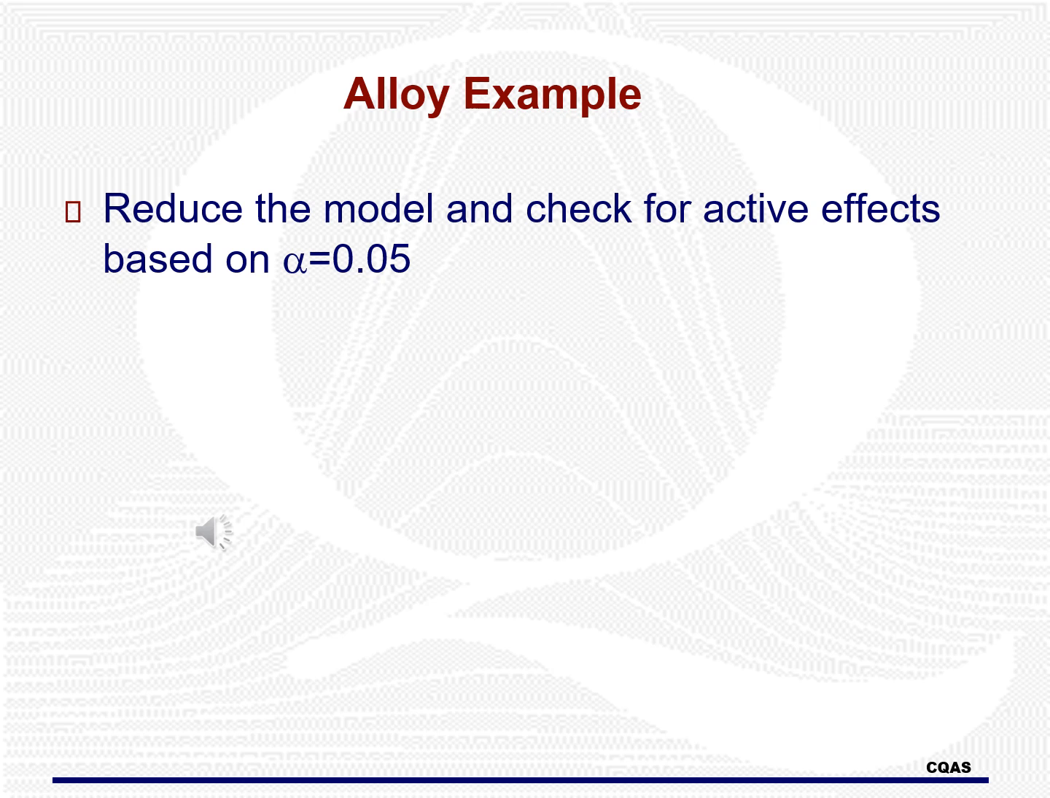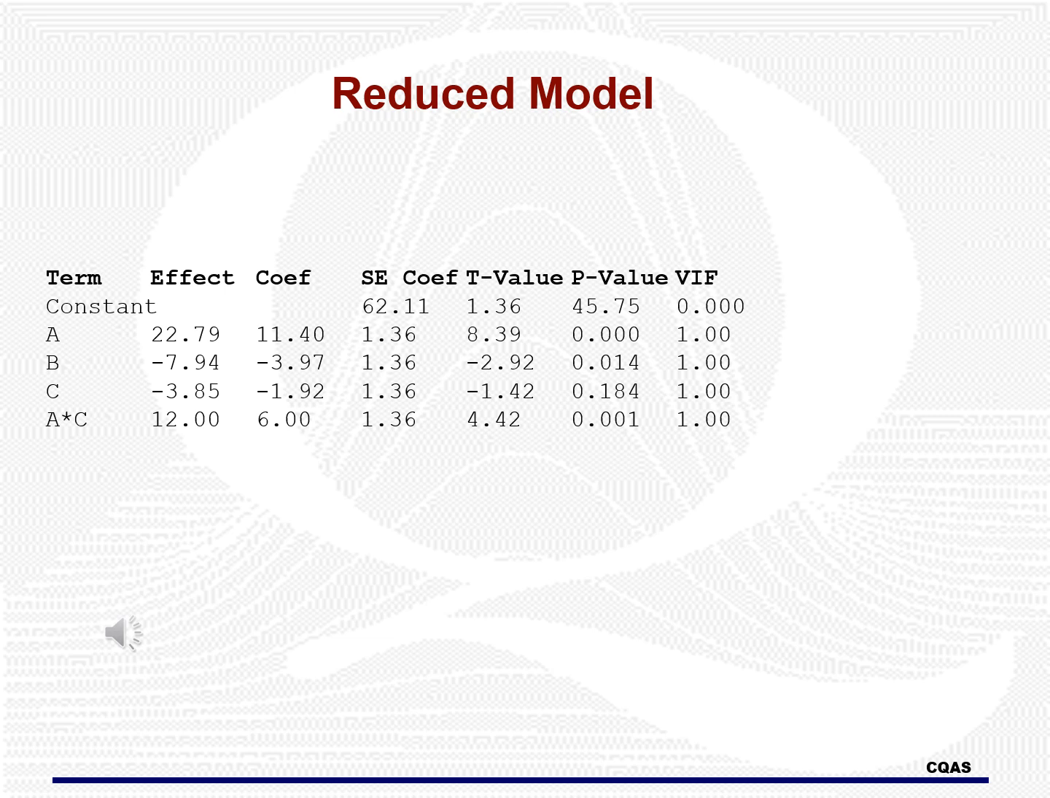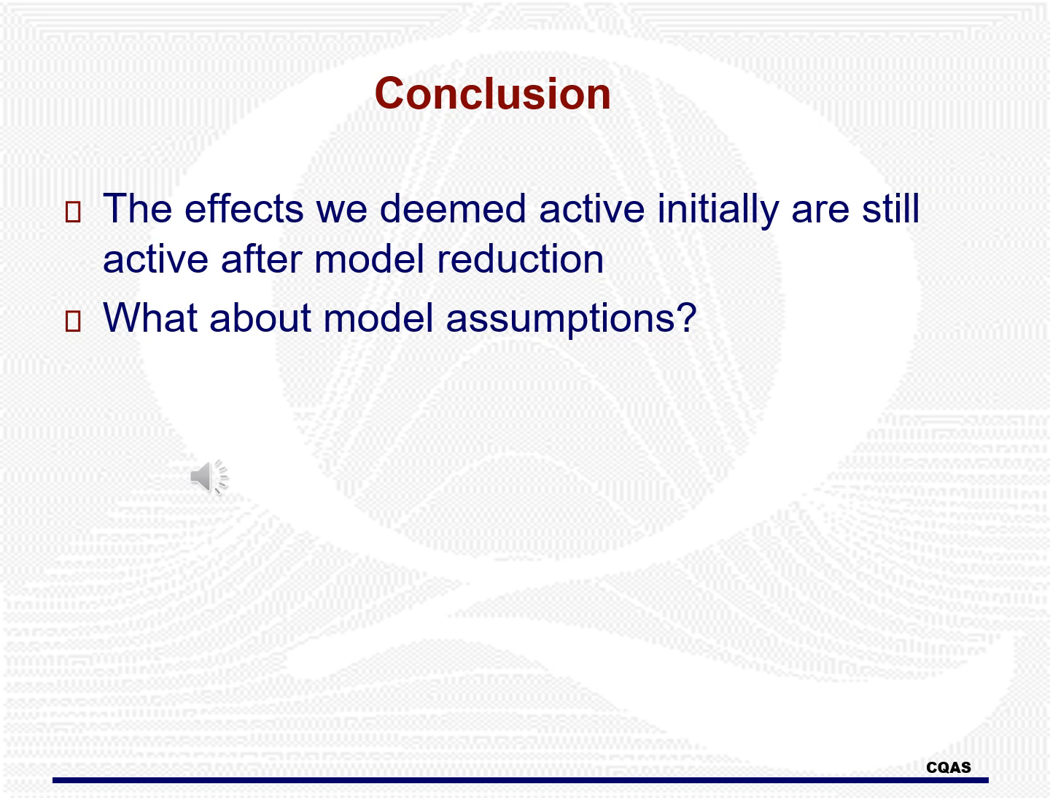Let's apply this material to the alloy example using alpha equals 0.05. Here is the reduced model. Notice that all of the p-values are less than 0.05, except for C. This means that those belong in the model and we keep C for hierarchy. So based on the above, it seems that we have a model that seems to have the correct terms in it. What about model assumptions?